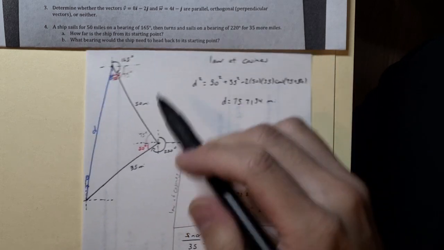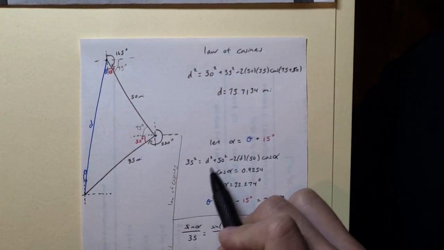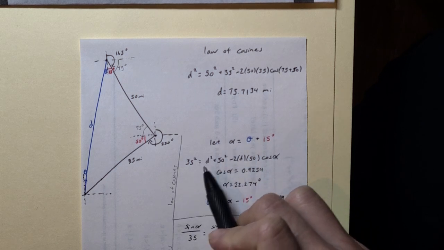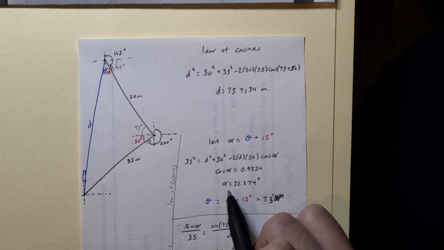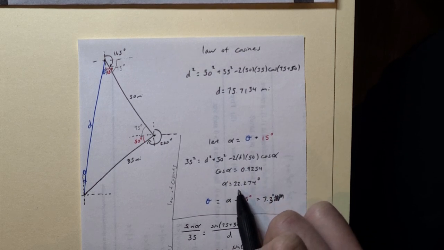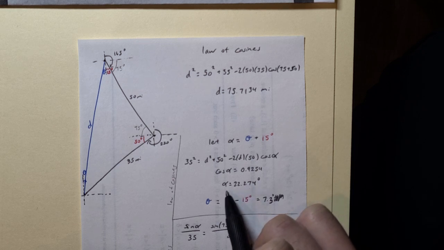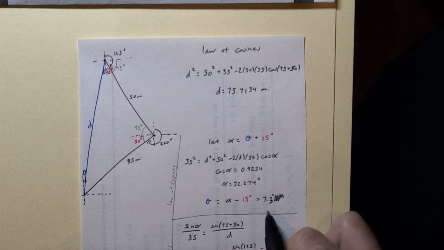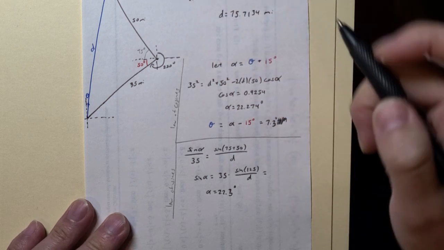Okay, so once again, let's call this side of the triangle, this theta plus 15, some other variable like alpha. We can use the law of cosines again to find what alpha is. I won't go through the steps. You should get alpha is 22.27 degrees, somewhere around there. But we found alpha, we want theta. So theta is just alpha minus 15. That's 7.3 degrees-ish, okay?